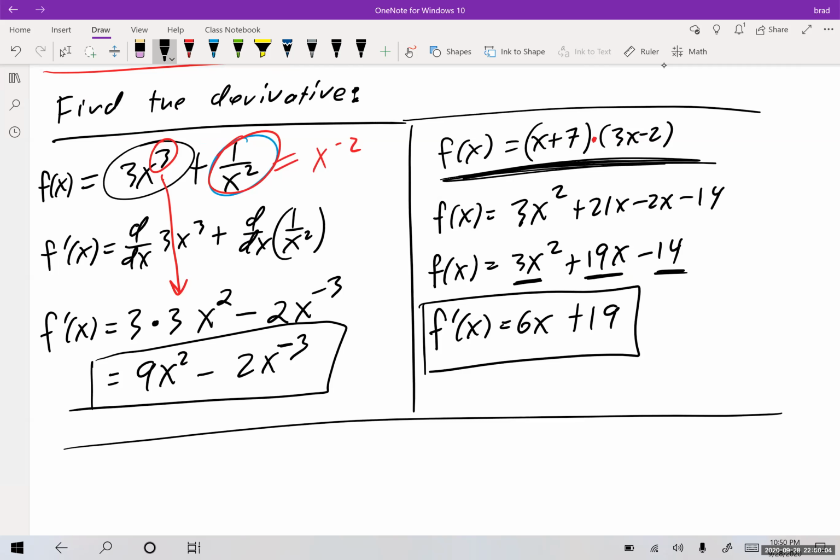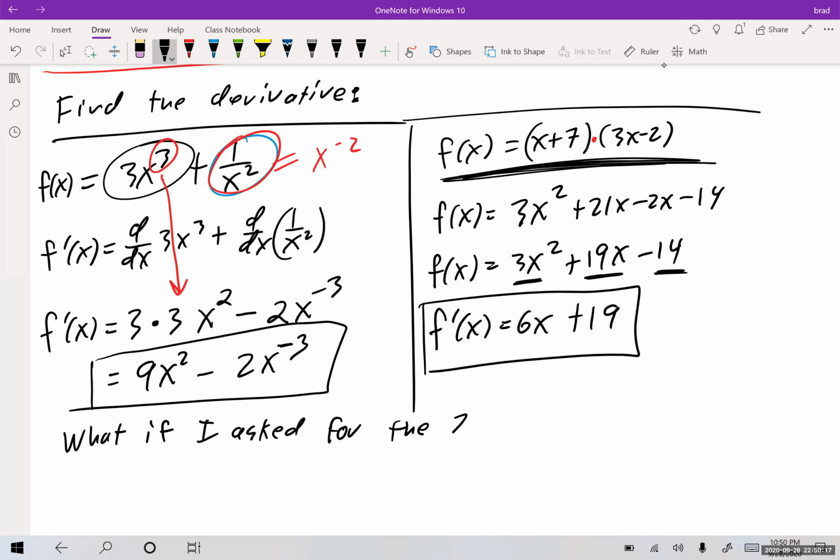All right, so those were those two. Now, what if I asked for the second derivative of each function? The first derivative is the instantaneous rate of change, and the second derivative is the rate of change of the instantaneous rate of change. So that's what we often refer to as acceleration. If the first derivative is velocity, then the second derivative is acceleration, okay?